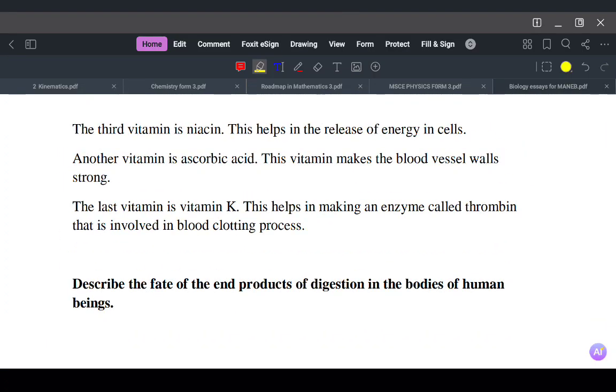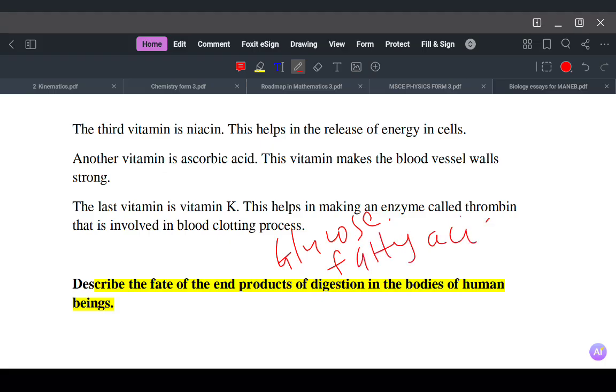Describe the fate of the end products of digestion in the bodies of human beings. So first, you must identify the end products of digestion, such as glucose, fatty acids, and the amino acids. What happens to each of these after digestion?